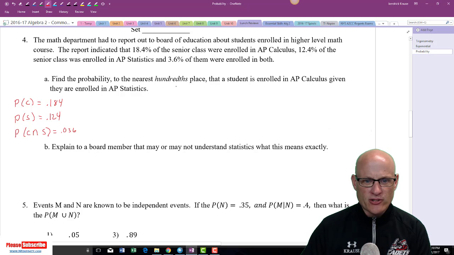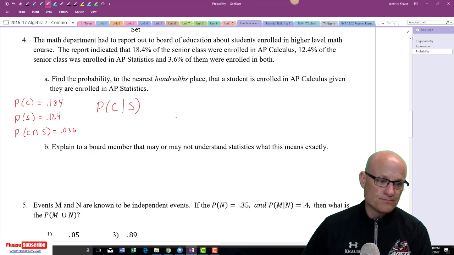All right, so what's the question asked? Find the probability to the nearest hundredths place that a student is enrolled in AP Calculus given they are enrolled in AP Statistics. So what is the probability of calculus given statistics? How are we going to do this problem?